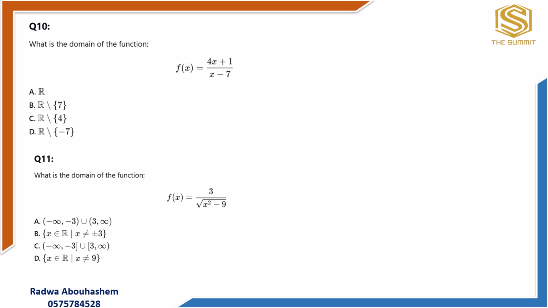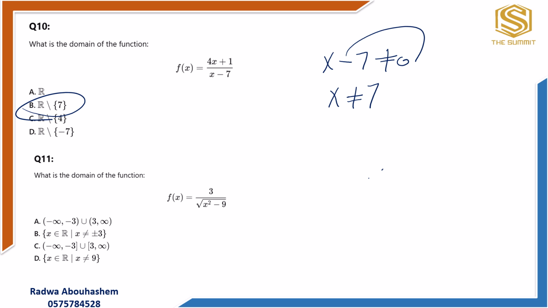What is the domain of the function x plus 1 over x minus 7? Rational function, so this means I have to check the zeros of the denominator. So x minus 7 should not equal 0, so x does not equal 7. So R difference 7.